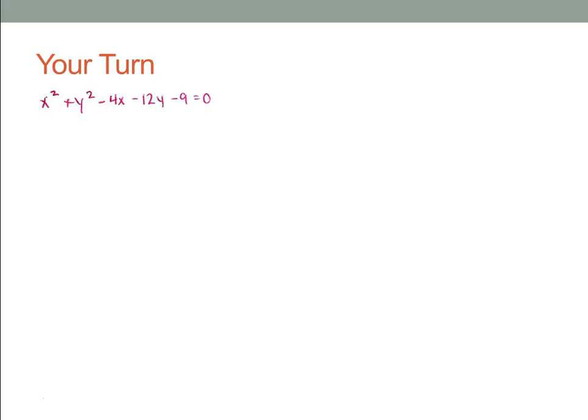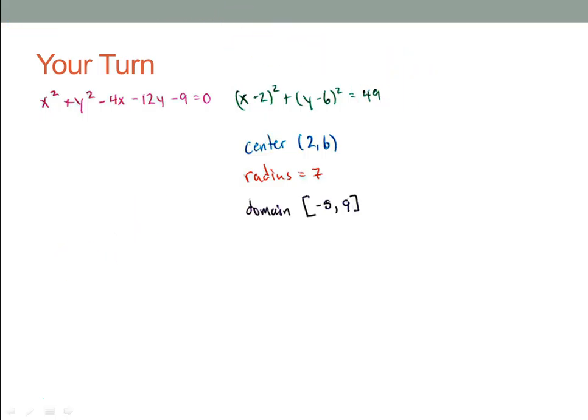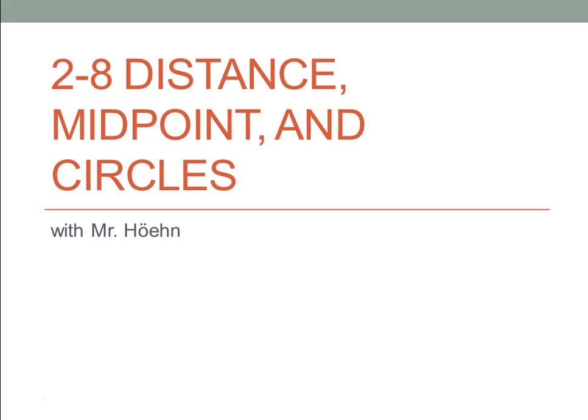All right, and we are back. Did you get this as your equation for the circle? Sweet. Its center is 2, 6. The radius is 7. That's the square root of 49. Domain, I'm going to add and subtract from the center, from the x value in the center. And range, I'm going to add and subtract from the y value in the center. Boom. Sweet. You know what, guys? Sometimes it's just easy, short, and sweet.